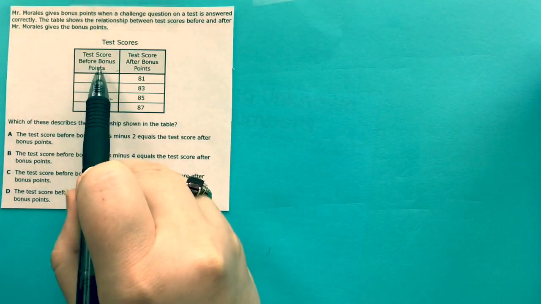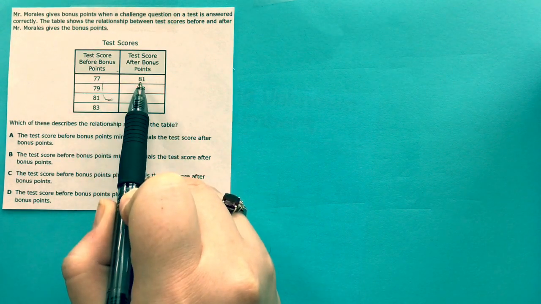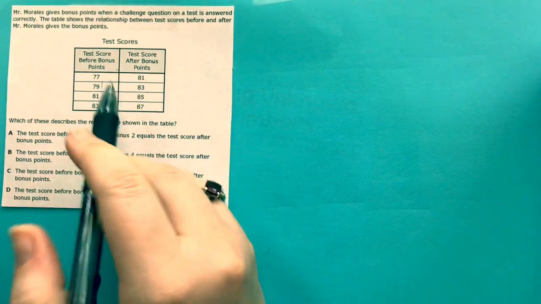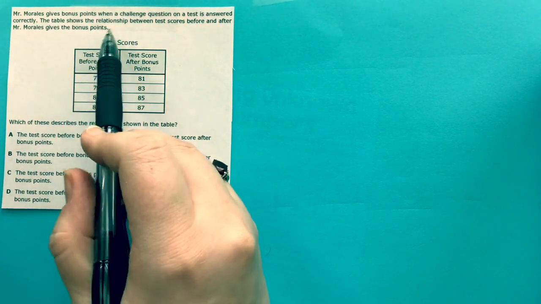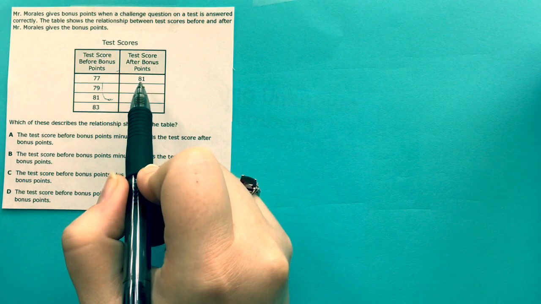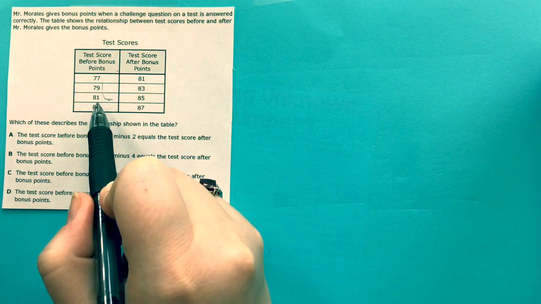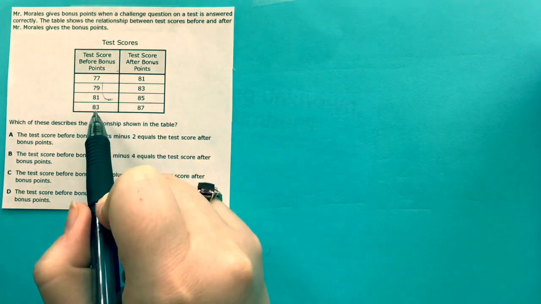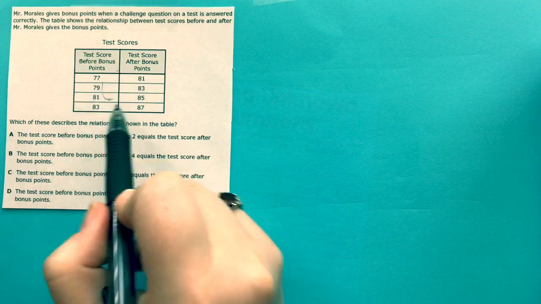So we have test scores before bonus points was 77, but after the bonus points, it became an 81. So the person actually made a 77 on the test, but because they answered a challenge question correctly, they made an 81. 79 made an 83. An 81 test score made an 85. 83 became an 87. Okay, so that is the table that we're working with.